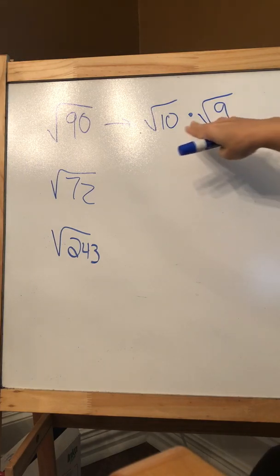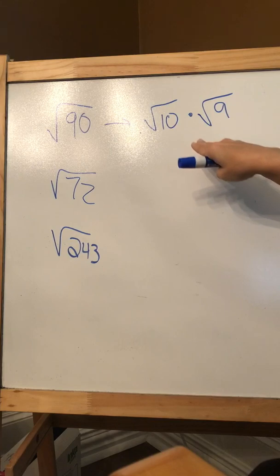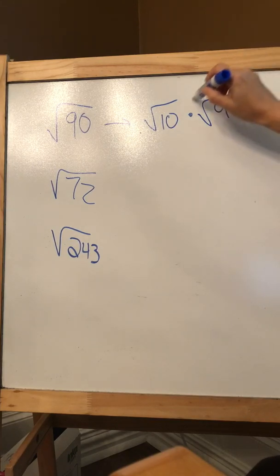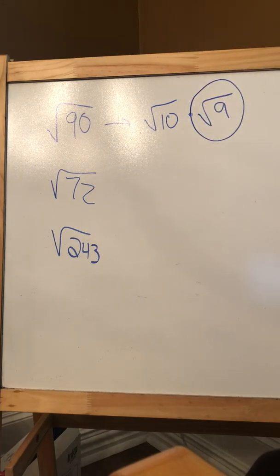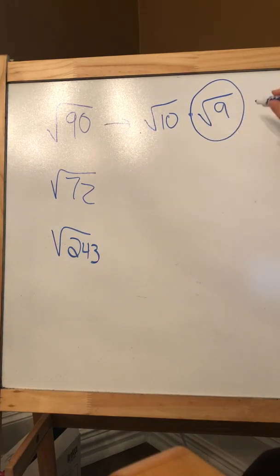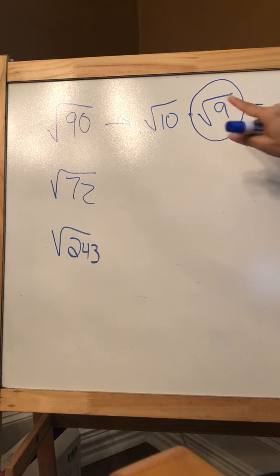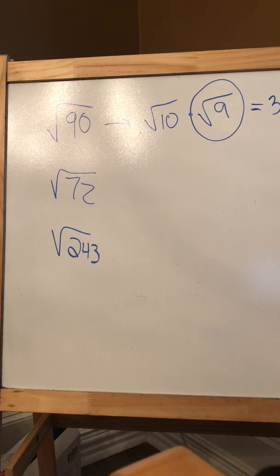So why did I choose these two instead of choosing like 30 and 3 or 45 and 2? I chose them because the square root of 9 is a perfect square. And once you can get a perfect square into what you're breaking this up into, then you can find your exact answer. So square root of 9, we know what that is, right? It's 3. So this answer becomes 3 times the square root of 10.